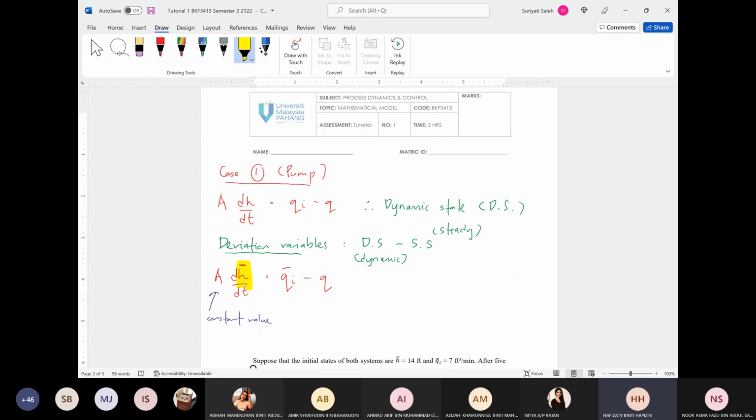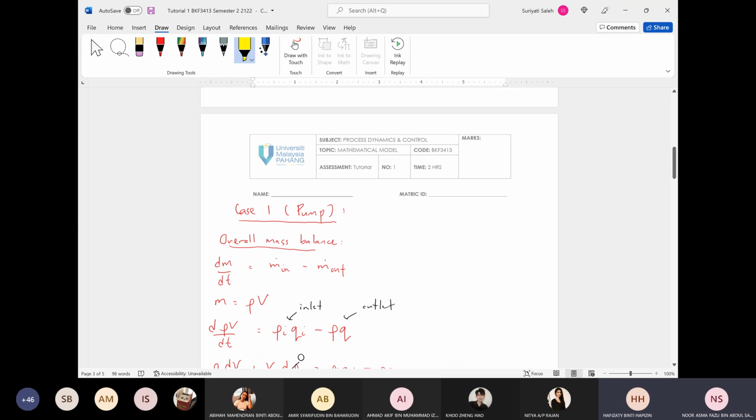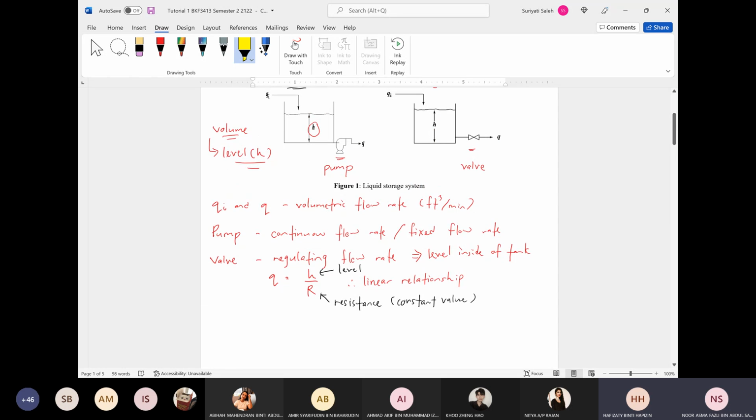Pump is fixed flow rate. Because case 1 is pump and the pump is for fixed flow rate, so it doesn't change. Yeah, correctly. If we refer back to the definition of this pump and the valve, pump is based on the continuous flow rate, or sometimes we call it the fixed flow rate. So fixed flow rate means the flow rate remains constant when you use the pump.